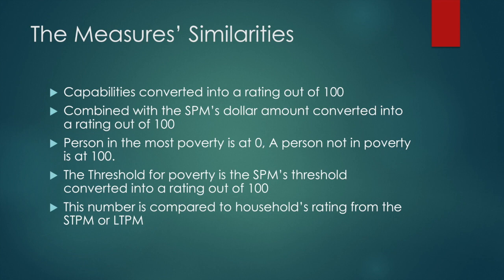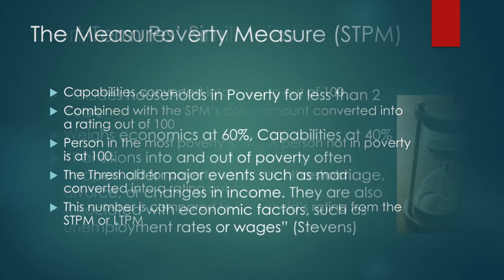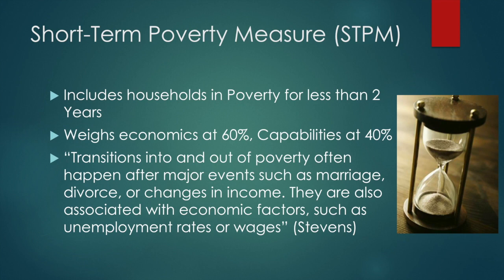The threshold for our poverty measure is the supplemental poverty measure's threshold, converted into a rating out of 100, where 100 is the threshold. This number is compared to a household's rating from the STPM or LTPM to see if they are in poverty. The STPM includes those in poverty for less than 2 years.